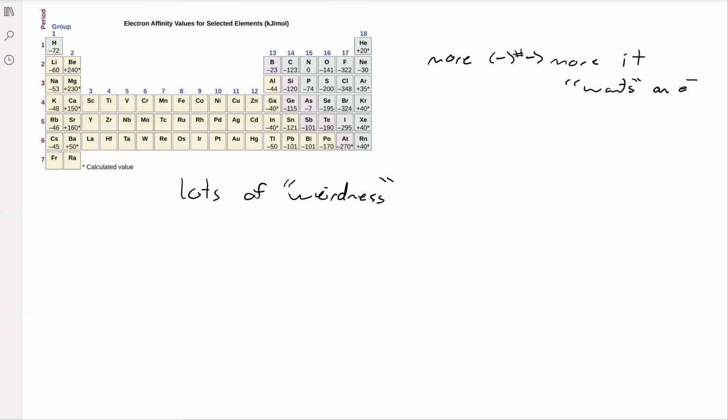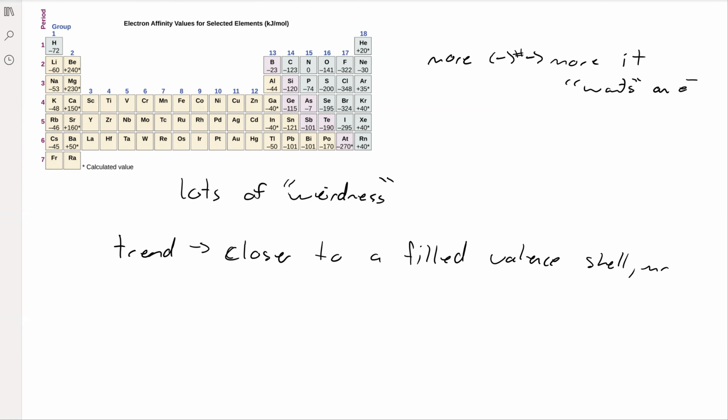The general trend, though, is that the closer we are to a filled valence shell, the more it wants an electron. So for example, our halogens, you can see that they're quite negative numbers because if they just gain one more electron, then they have a filled valence shell.